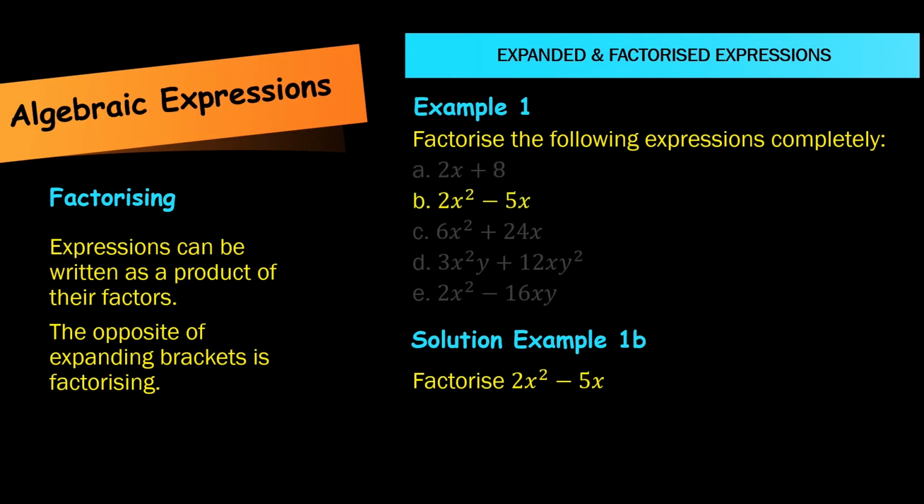Now we factorise the expression in example 1b. 2x squared equals x times 2x. And 5x equals x times 5. Notice that we have positioned the factor x, which is common to both terms, at the start of each term to make it easier to factorise.